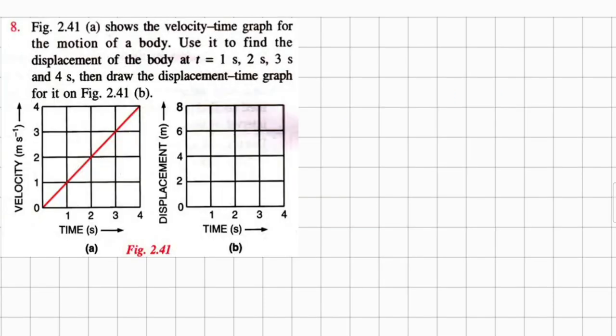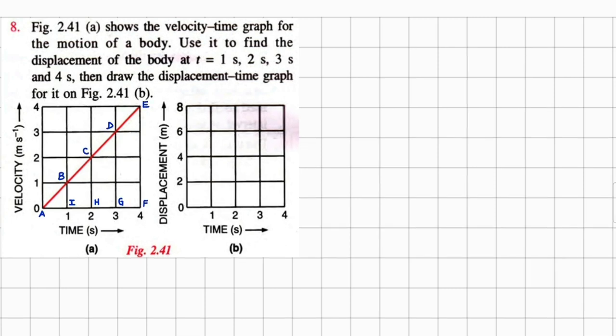Question number 8. This time they have given you velocity time graph, and from this graph we are supposed to plot displacement time graph. So from velocity time graph, how do we calculate displacement? By finding the area under the graph. So for that I need to first label the points. So first I am doing that. So displacement after 1 second will be area under the line AB. So it will be area of triangle ABI.